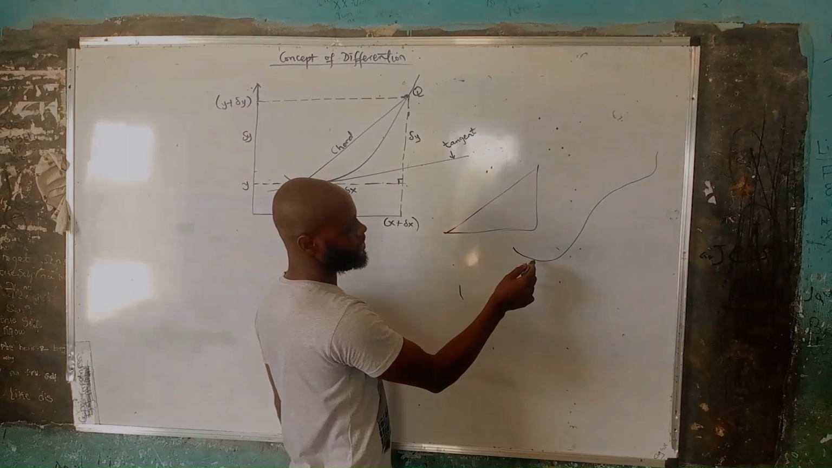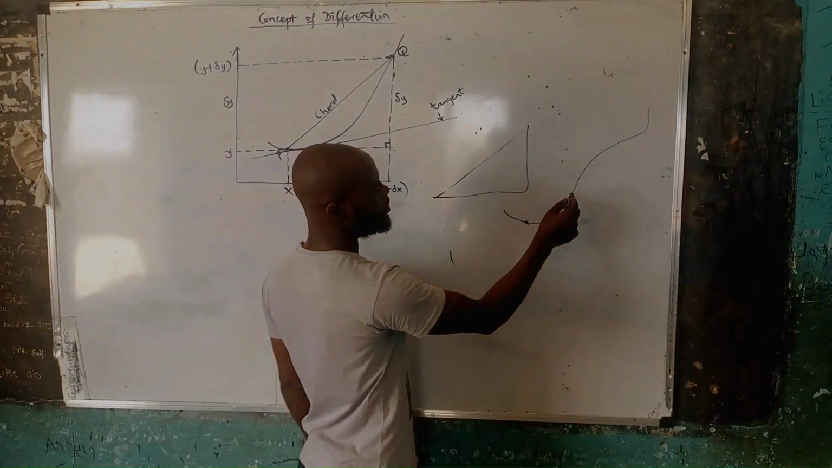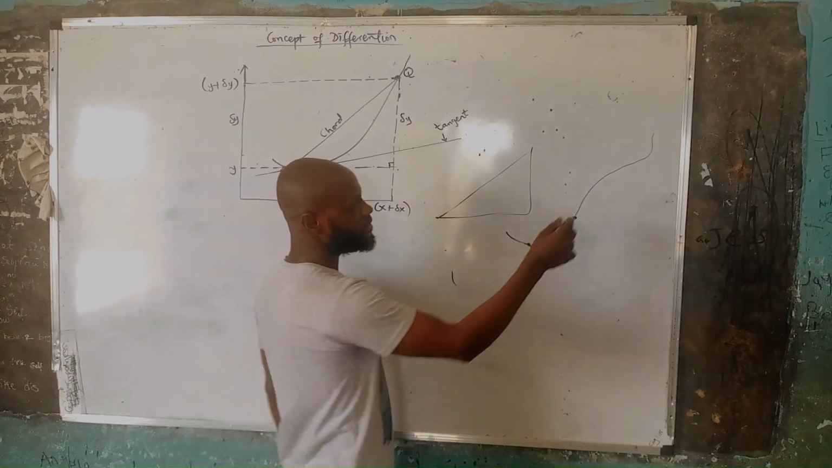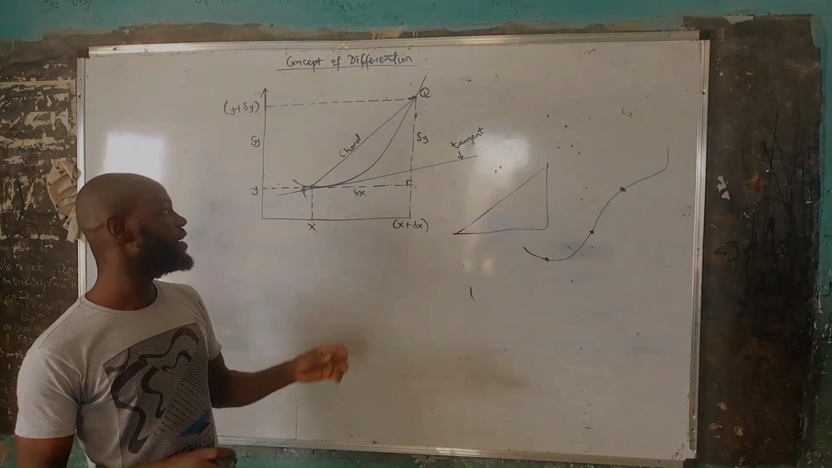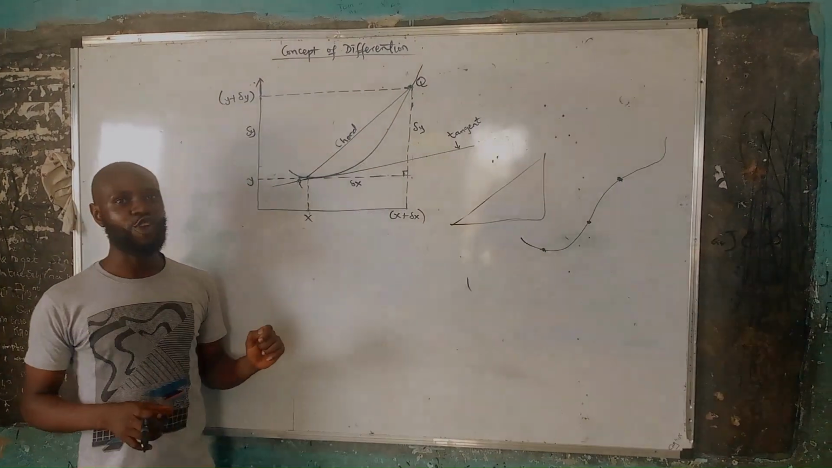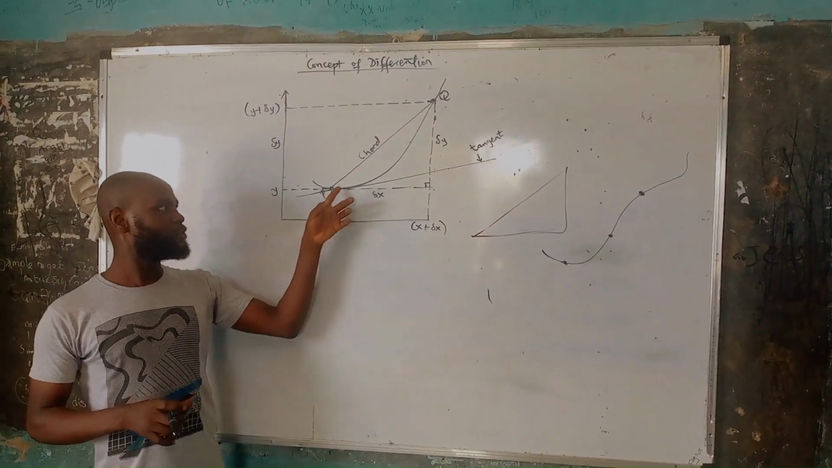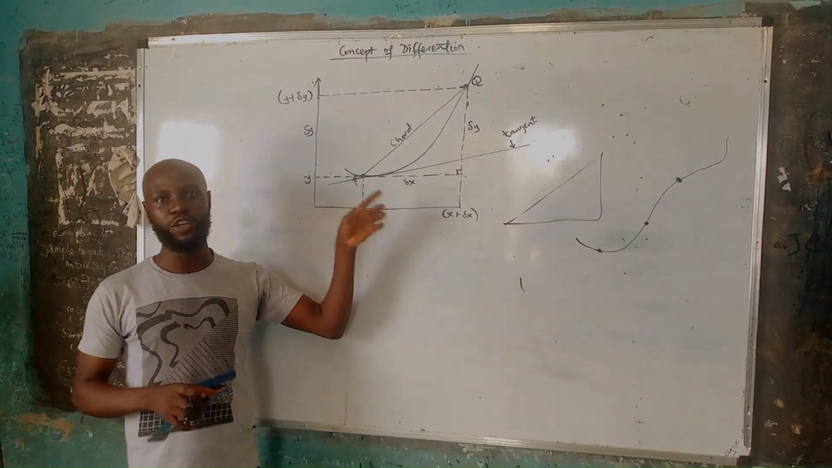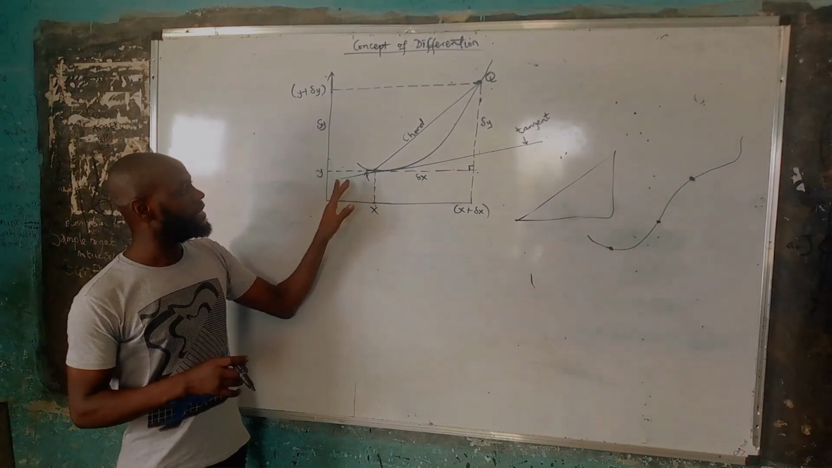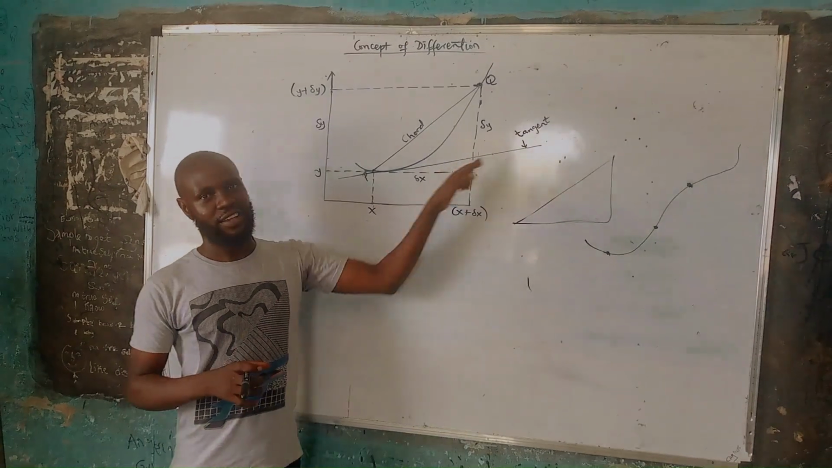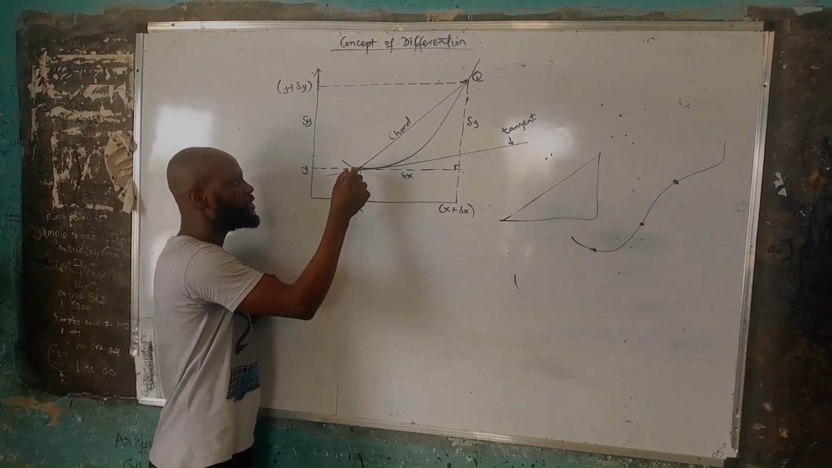The gradient of this curve at this point is not the same as the gradient of the curve at this point. It's not the same as the gradient of this curve at this point. So when we want to determine the gradient of a curve, we are going to draw a tangent to that curve at that particular point on the curve where we want to determine the gradient. So in this diagram, the gradient of this tangent is the gradient of this curve at this particular point P.